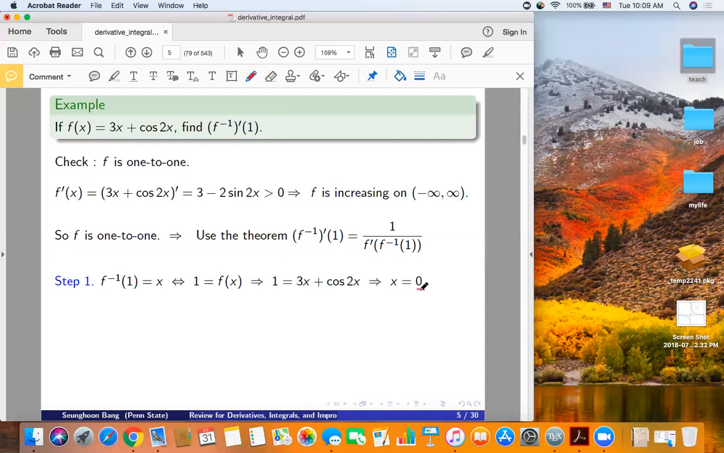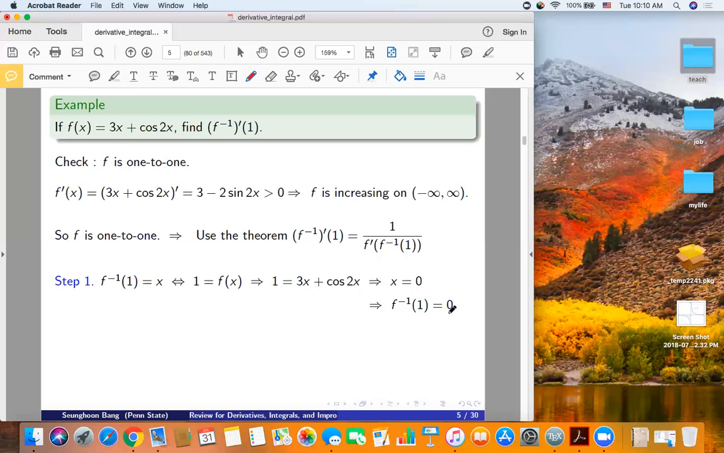Why? You plug 0 in here. What happens? 1 equals 3 times 0 plus cosine of 2 times 0. So 1 equals cosine of 0, and the cosine of 0 is 1. Yes, so x equals 0. So the inverse of f at 1 equals 0.